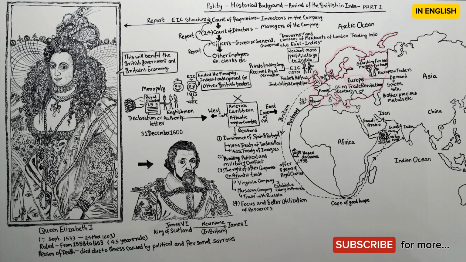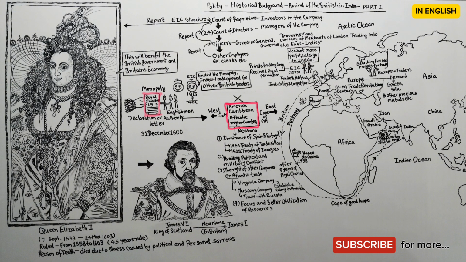After this, I have explained the structure of the East India Company at the top, and below that I have told about the royal charter given to the East India Company. Just on the side of this, I have talked about those areas where the East India Company did not get the right to trade through this royal charter.